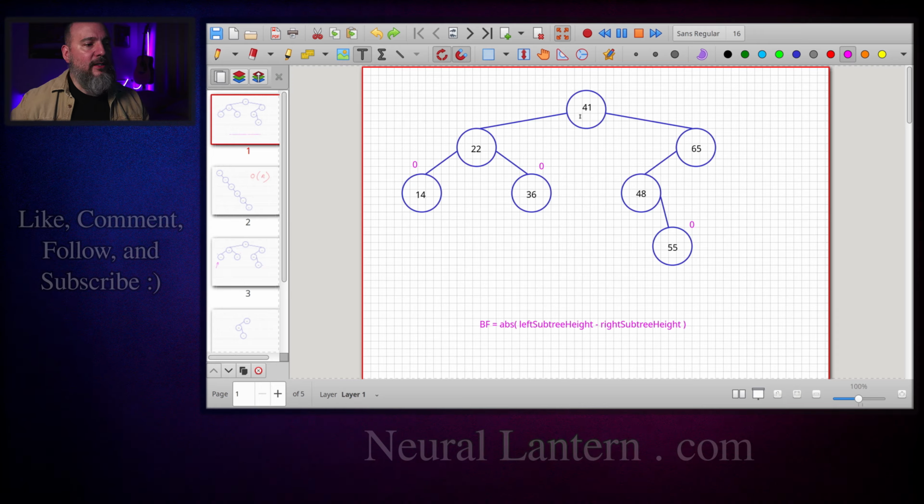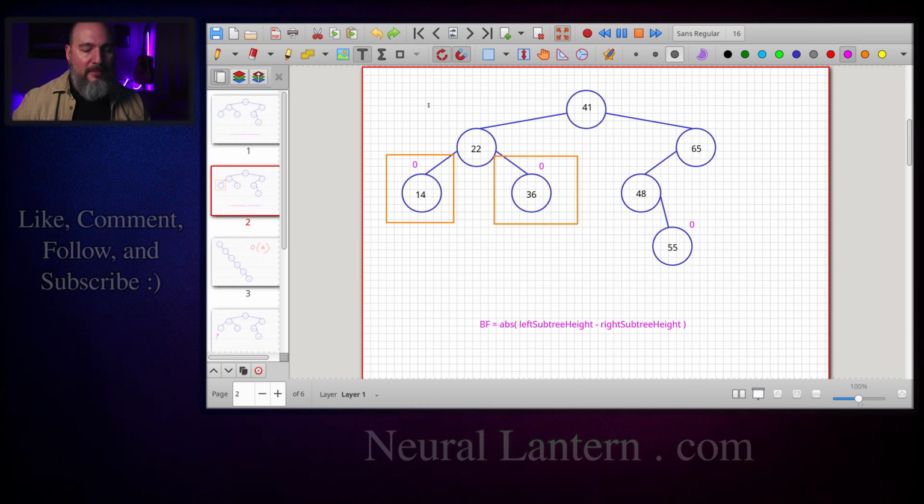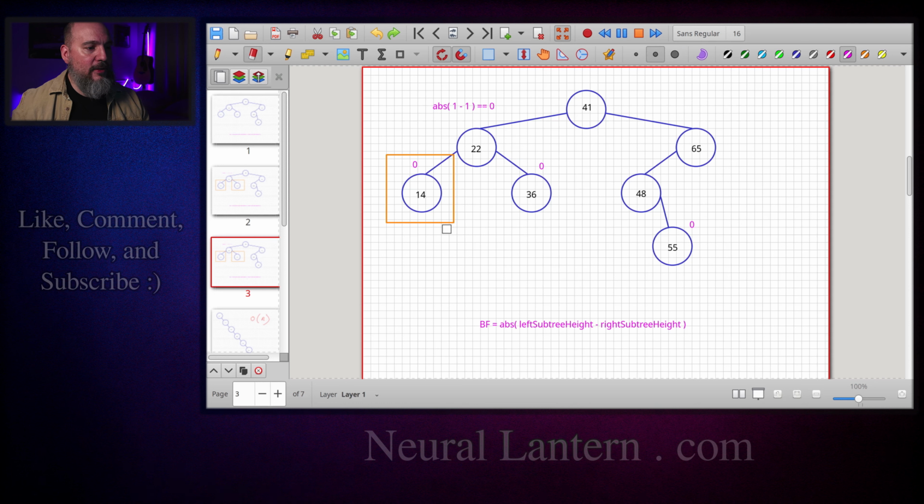So far, so good. Let's look at the 22 node. We'll compute the height of the left subtree versus the height of the right subtree. I'm going to highlight its left subtree. That's just the 14 node that has a height of 1. And then its right subtree is just the 36 node that also has a height of 1, which means the balance factor for the 22 node is the absolute value of 1 minus 1, which is 0. So actually the 22 node is perfectly balanced. If you think about it, that makes sense. Left and right subtrees have the same height. No problem. So I'm going to move on.